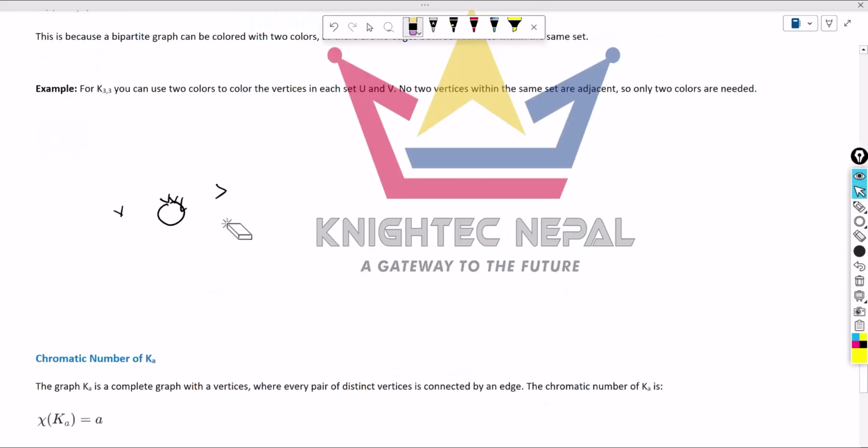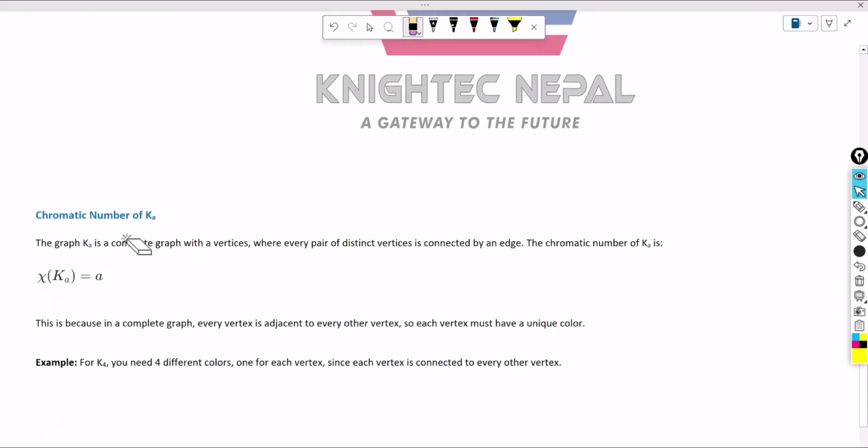So let us discuss the chromatic number of Ka. The graph Ka is a complete graph with a vertices where every pair of distinct vertices is connected by an edge. The chromatic number of Ka is a. So if we have K4, then we must have 4 colors. So this is the theory that the chromatic number of K4 equals 4. We have 4 colors for K4.